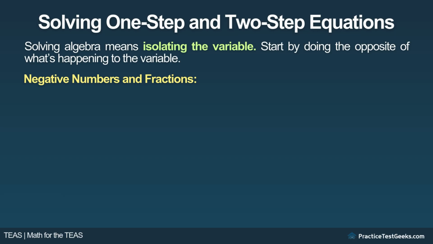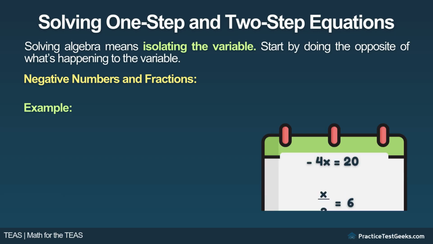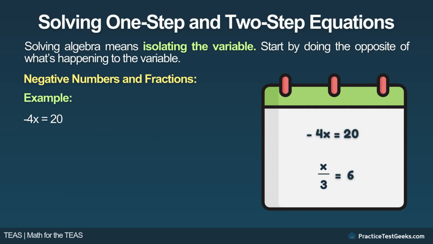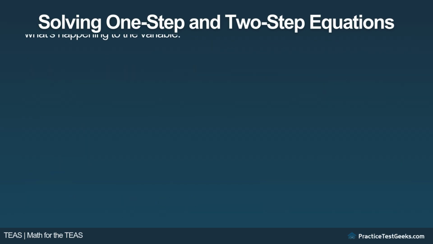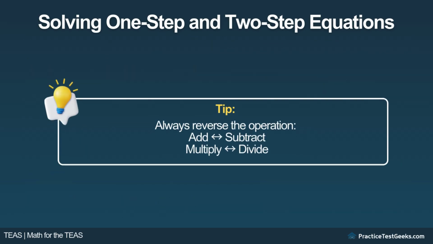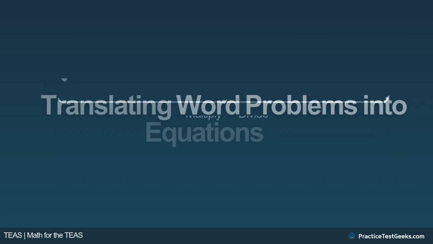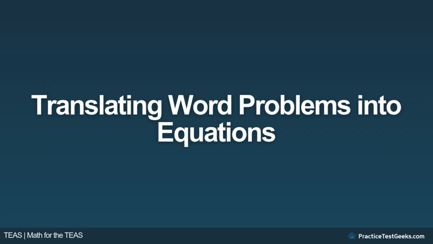Negative numbers and fractions. Let's look at how to handle negatives and fractions. Example, negative 4x equals 20. Divide both sides by negative 4. x equals negative 5. Example, x over 3 equals 6. Multiply both sides by 3. x equals 18. TEAS tip: just remember to reverse the operation to isolate the variable. Add, subtract, multiply, divide.